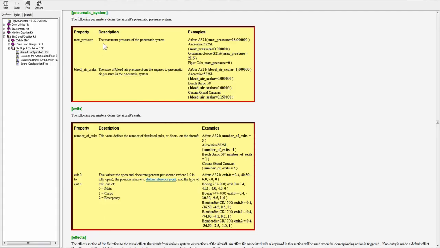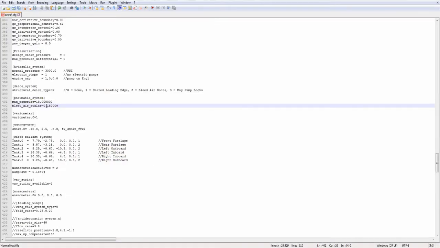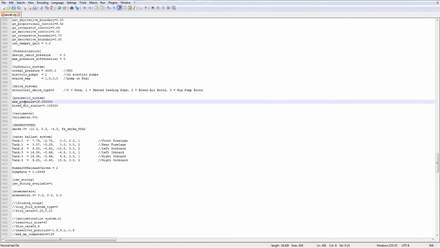Maximum pressure is the maximum pressure available of the pneumatic system, and the bleed air scalar is the ratio of bleed air pressure from the engines to pneumatic air pressure in the pneumatic system. So, as you can see, the Caravan uses 0.15. You'll probably find that higher on jet aircraft, especially Boeings. So that's what that is. This needs to be defined for things that use pneumatic air pressure to work properly. So, if you define a structural de-ice type of 2 for bleed air boots but don't have a pneumatic system, it probably won't work 100% correctly.